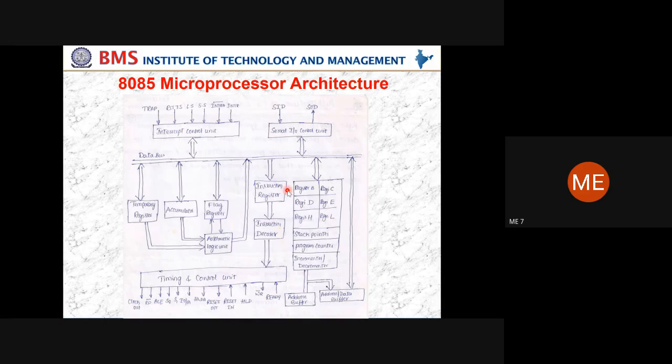The instruction register is the place where one instruction of the program is going to be stored. You take the instruction from the instruction register and convert it into an understandable machine-level language for the microprocessor, and it gives it to the timing and control unit for the purpose of execution. So that is the flow of the instruction register and instruction decoder.